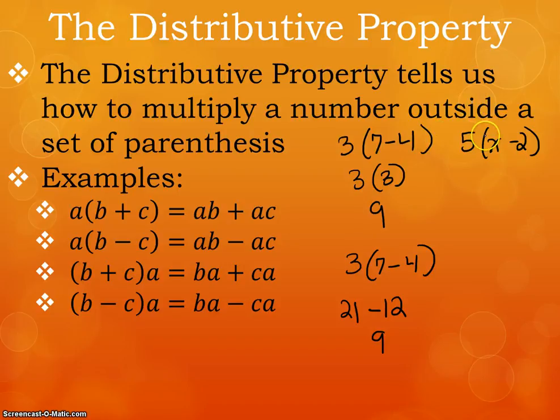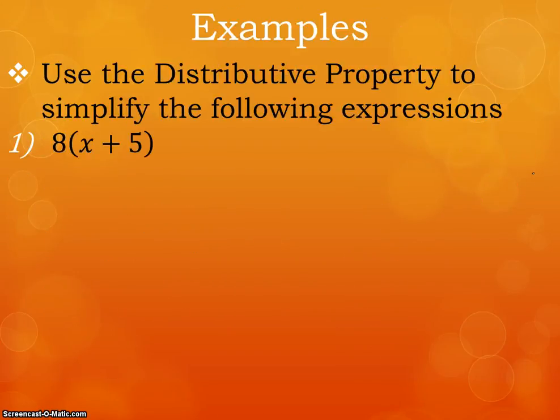So if we have a problem like this one right here, where we actually have a variable where we couldn't have gone through this simplification process, well, 5 times the x is just 5x, and then 5 times our 2 is 10. Since there were no negative signs to change anything, it's still minus 10. So let's take a look at a couple more examples.